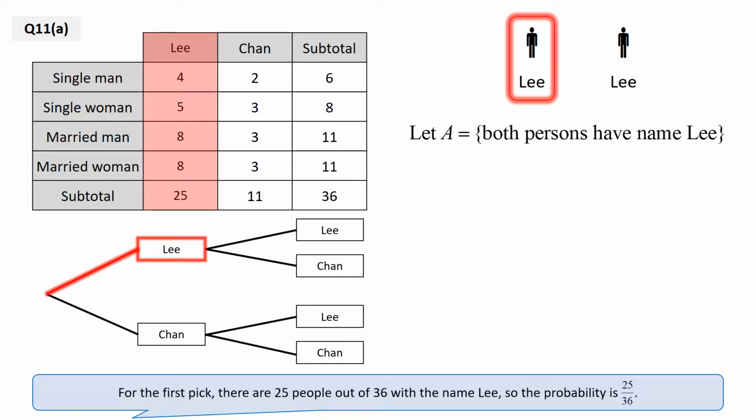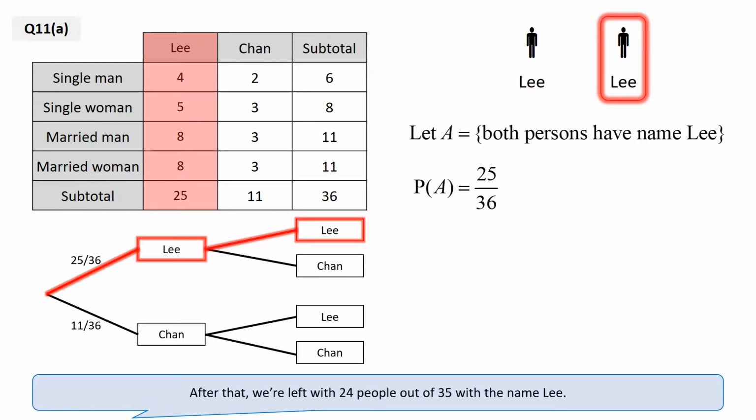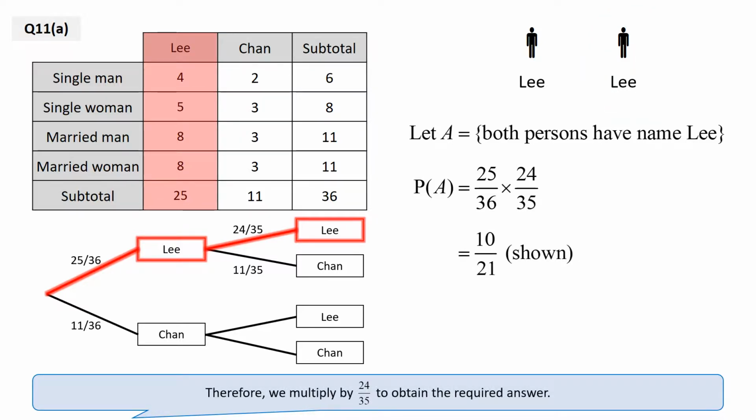For the first pick, there are 25 people out of 36 with the name Lee, so the probability is 25/36. After that, we're left with 24 people out of 35 with the name Lee. Therefore, we multiply by 24/35 to obtain the required answer.